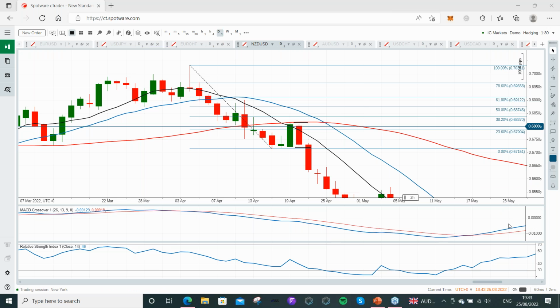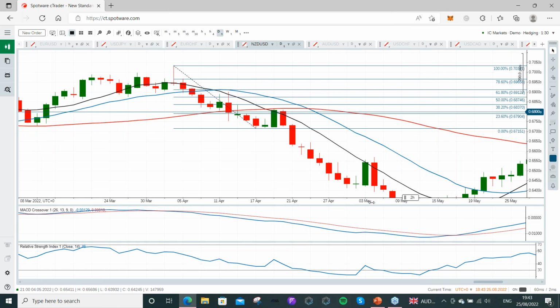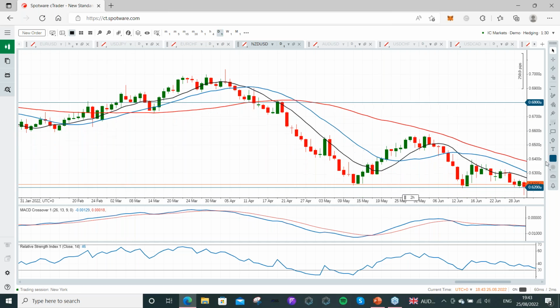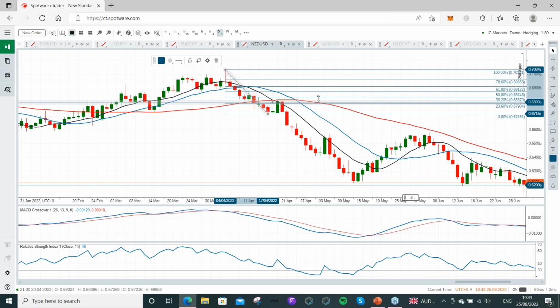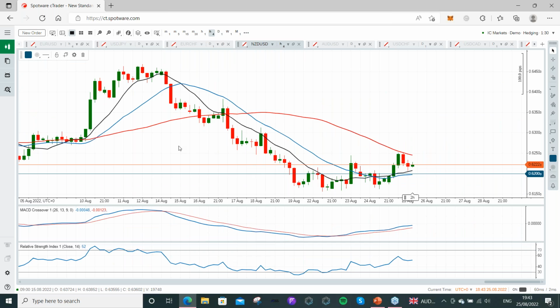Just erase that, and then let's have another look. Erase that one as well. In fact, what we can do, I will put that one back on just to see if it works out here. Let's go down a time frame to the 4-hour time frame.